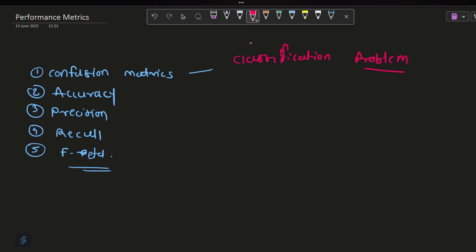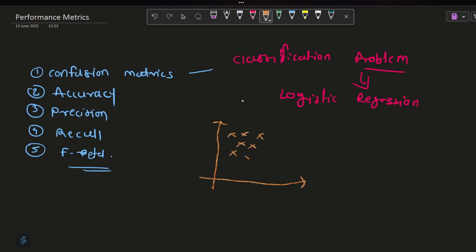Classification problem. Okay. So we're going to understand logistic regression. With logistic regression, we are going to understand how the performance metrics work in the classification problem. So first, we draw a binary classification. Okay. So we have data points. It is the binary classification, right?